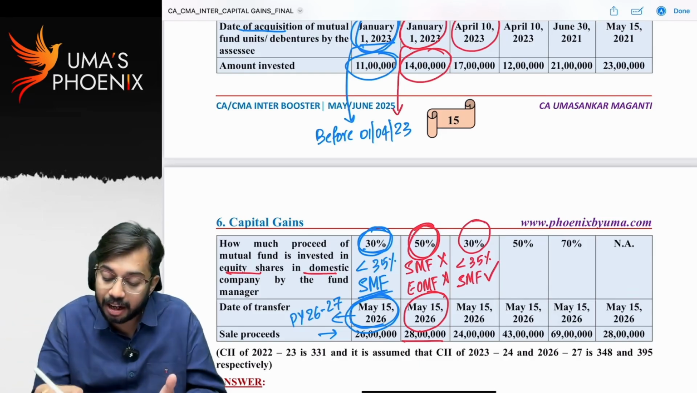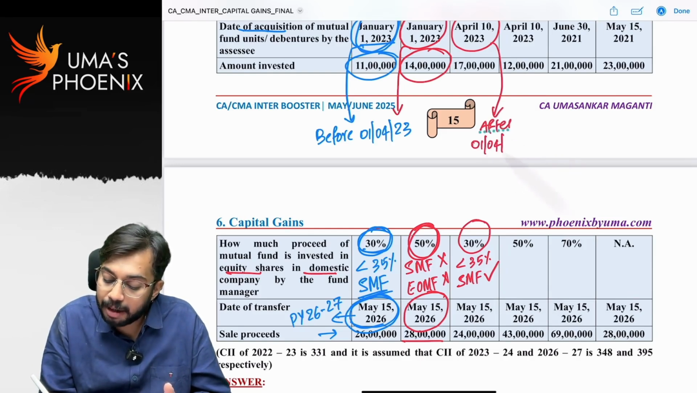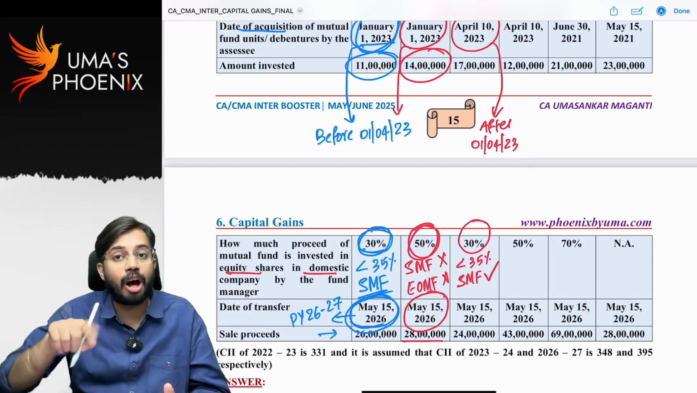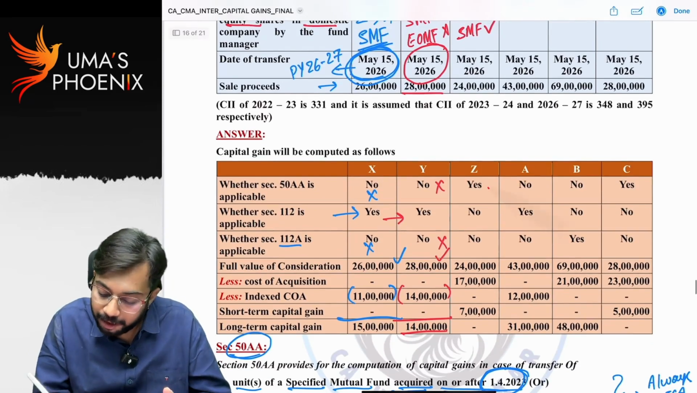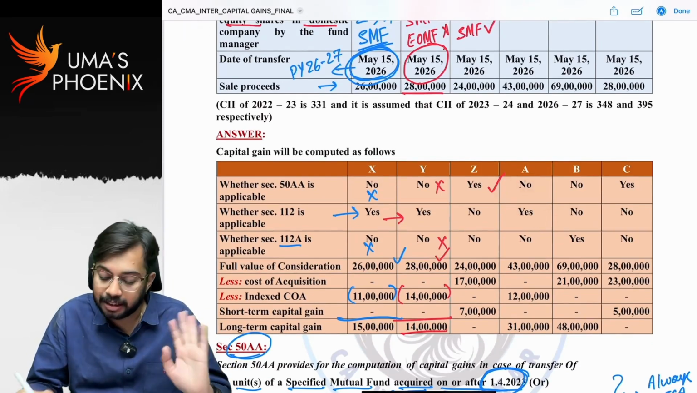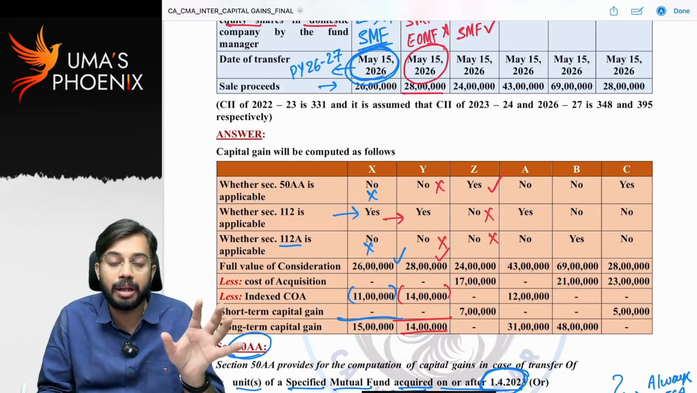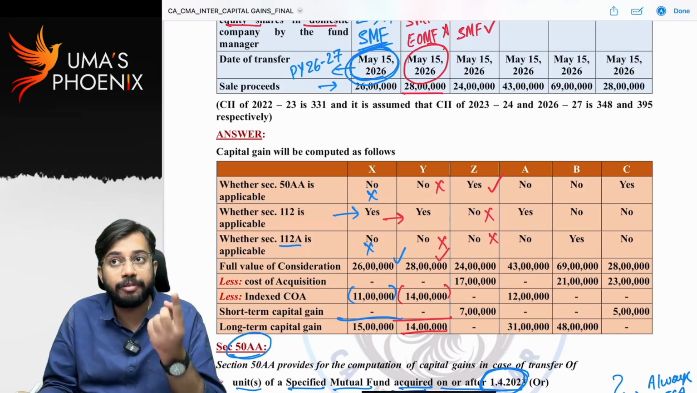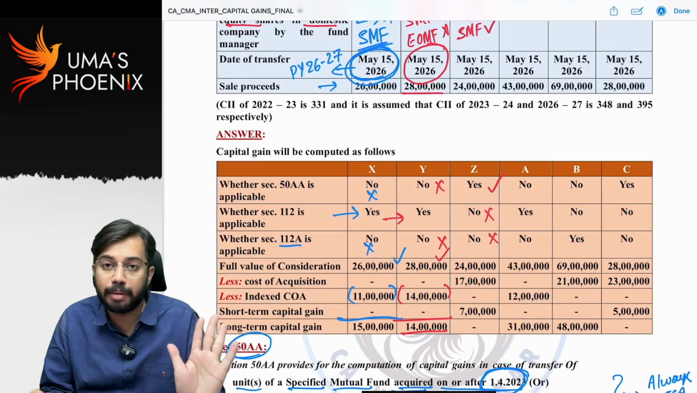When it was acquired, after 1st April 23, right? So specified mutual fund units acquired after 1st April 23. So 50AA is applicable. If 50AA is applicable, then it is considered as short-term capital asset. If 50AA is applicable, 112 and 112A is not applicable. The reason is once 50AA is applicable, the capital asset is always treated as short-term capital asset.